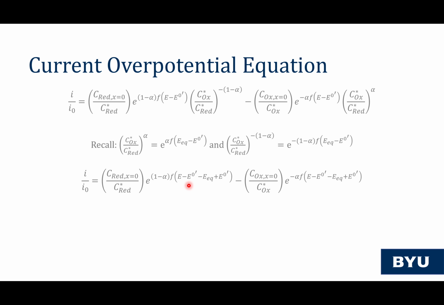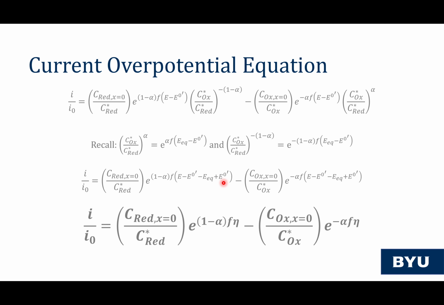But you'll notice that we can subtract or cancel out the formal potentials in these terms because they have opposite signs. That's what we're after, and then we're only left with our potential and the equilibrium potential. So we do this, and we're left with the current overpotential equation. And you'll notice that here we have eta, where eta is defined as our potential minus our equilibrium potential.